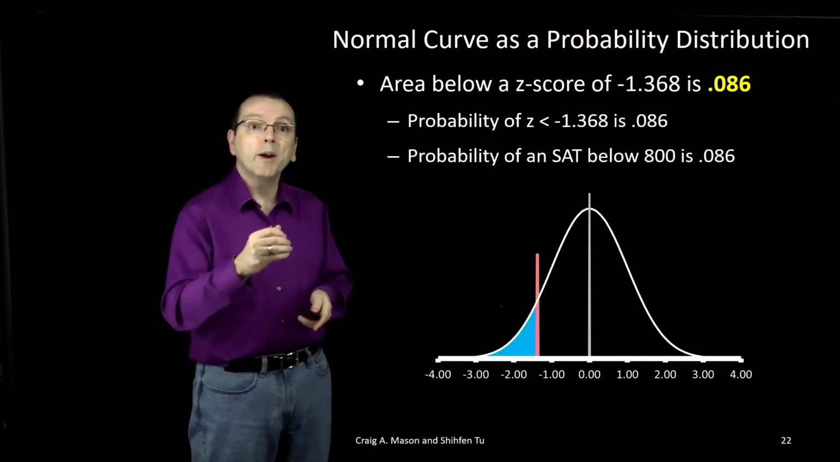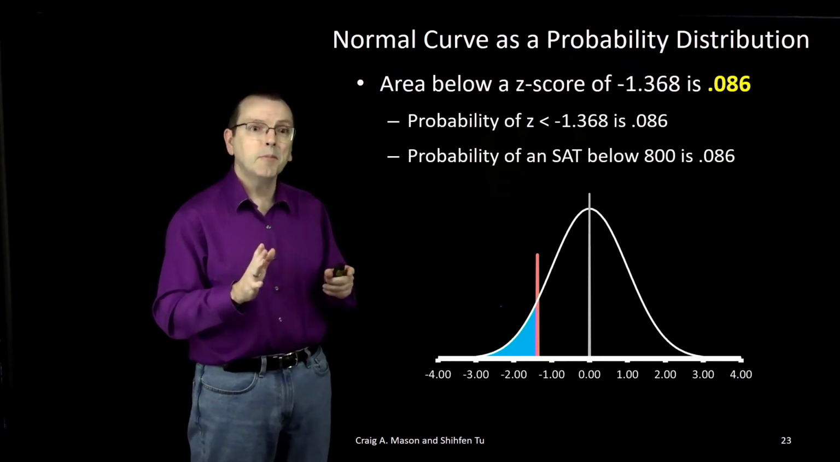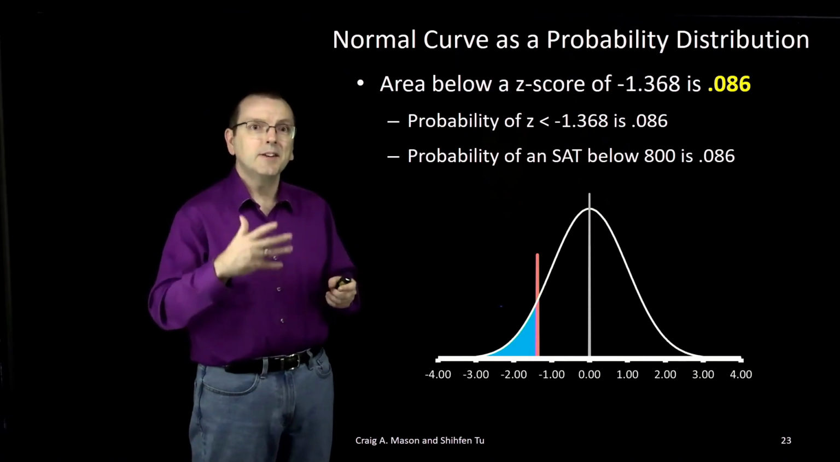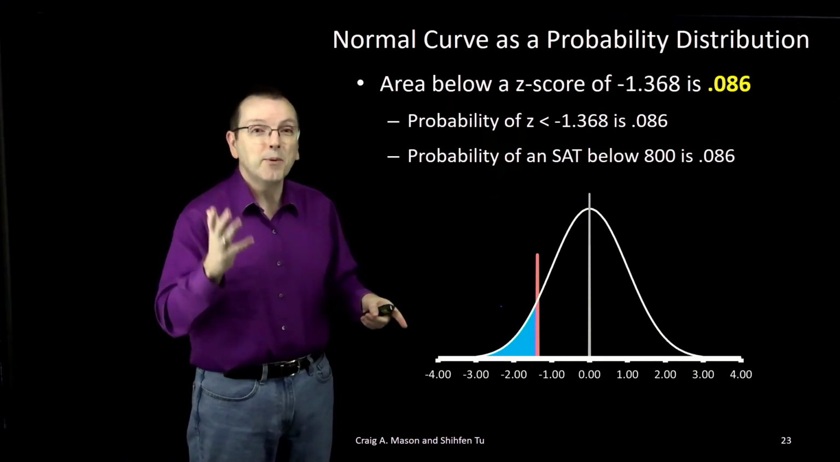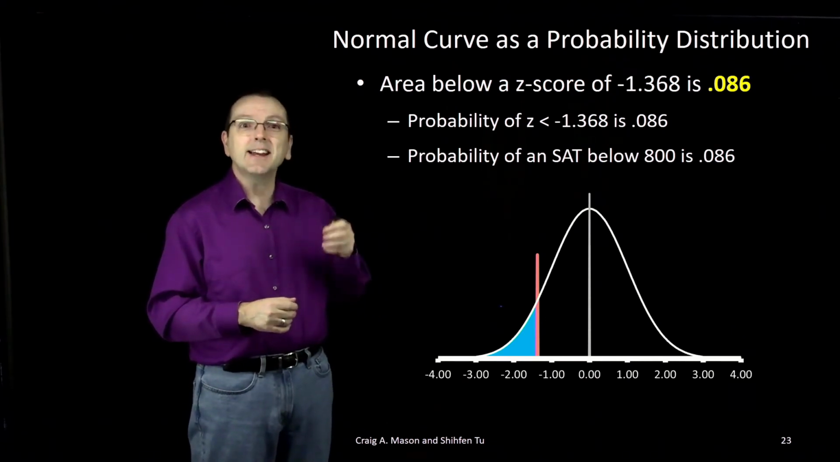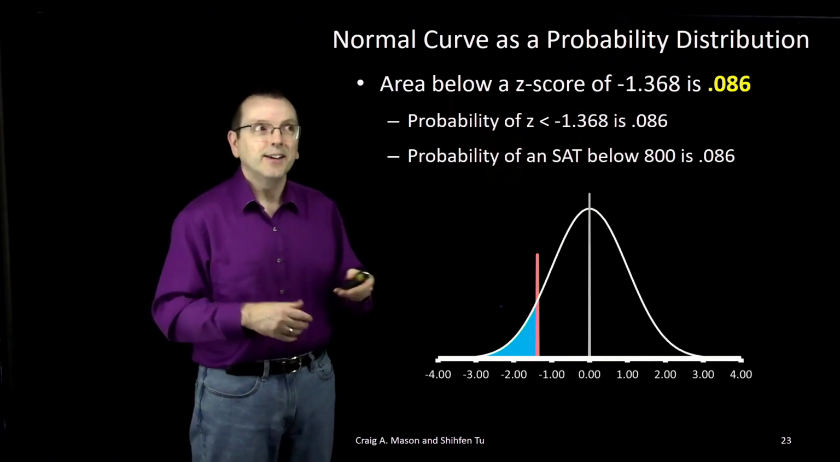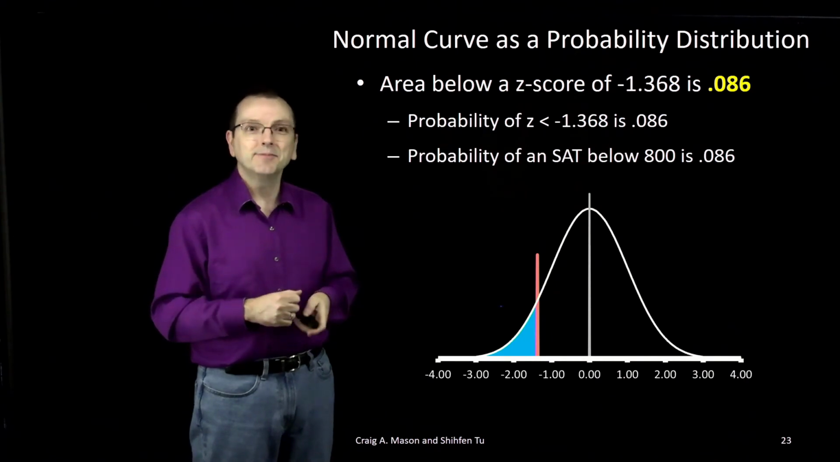The probability that someone has an SAT below 800 is equal to 0.086. And again, remember, a z of negative 1.368 is the same thing as an SAT of 800. It's just escargot and snails again, right?